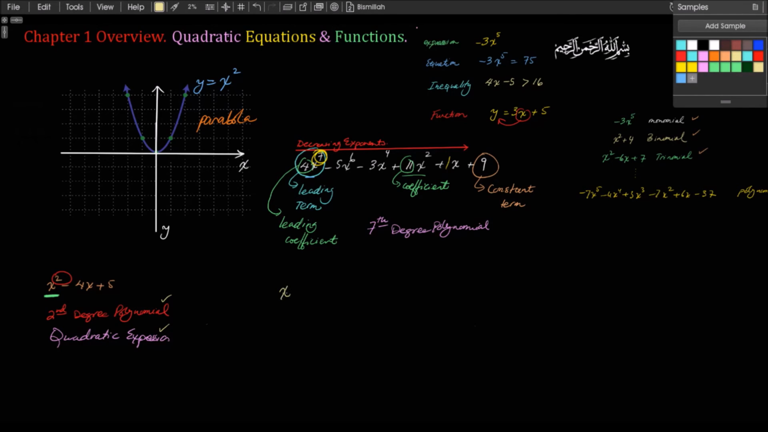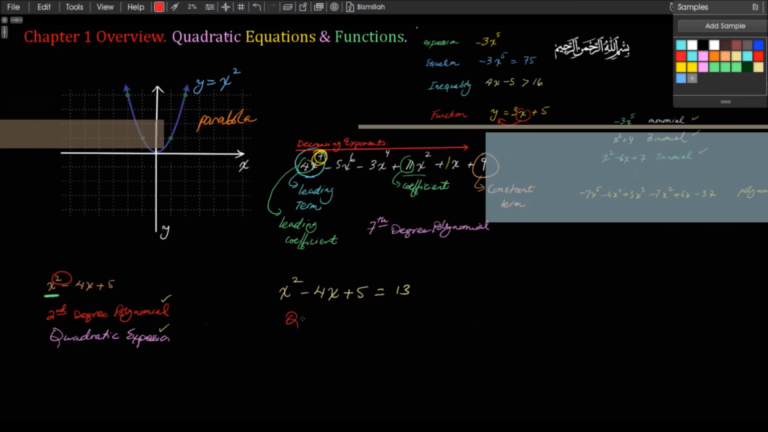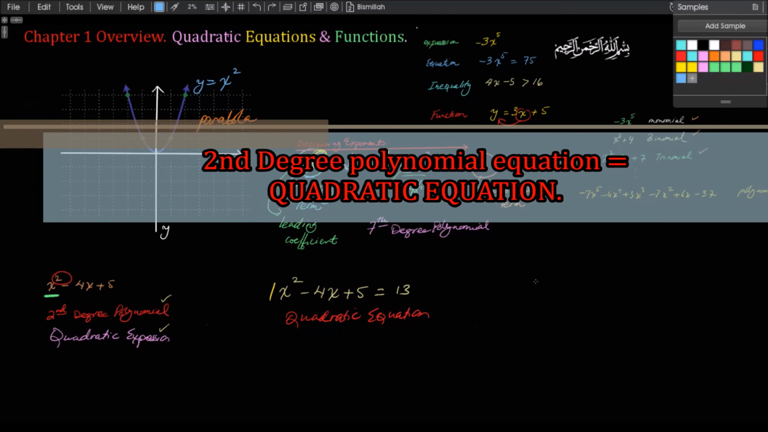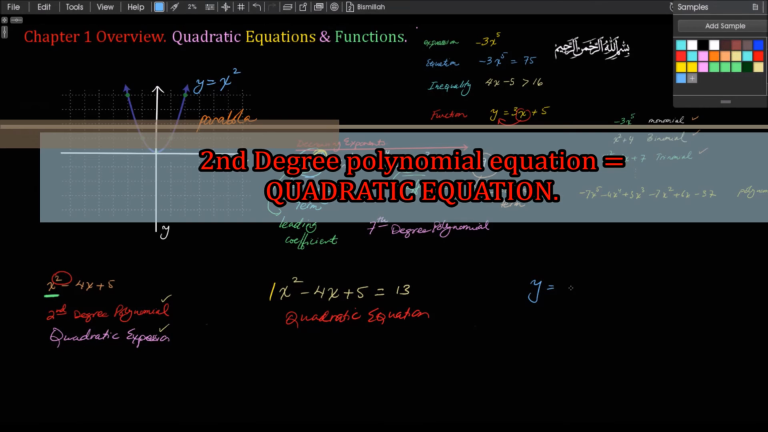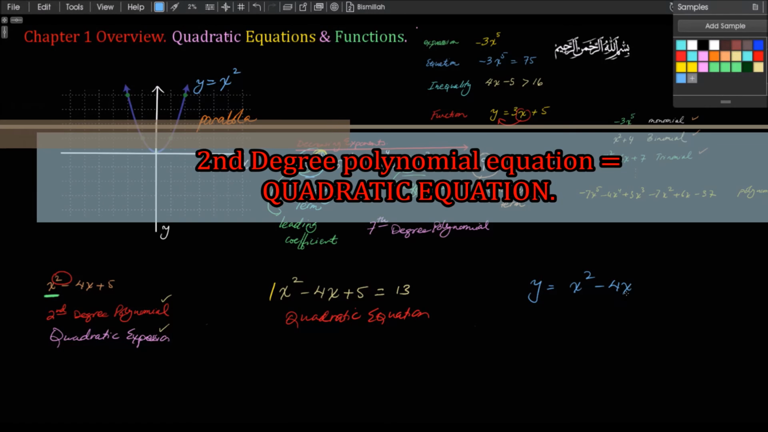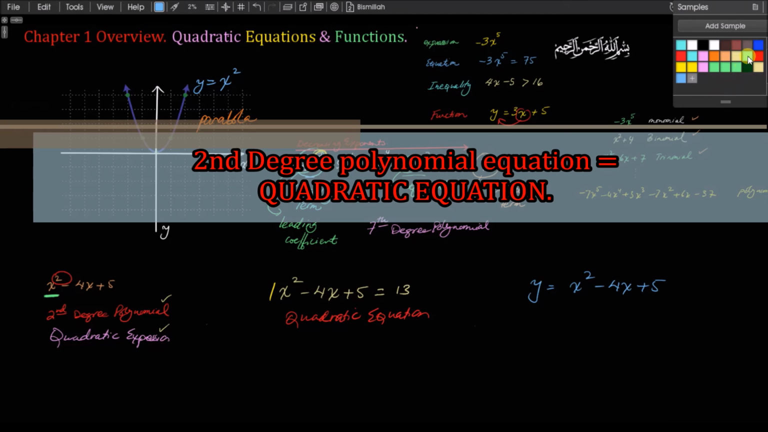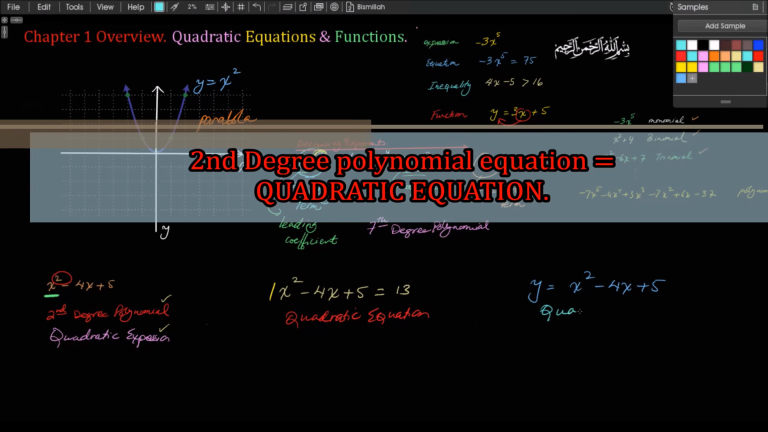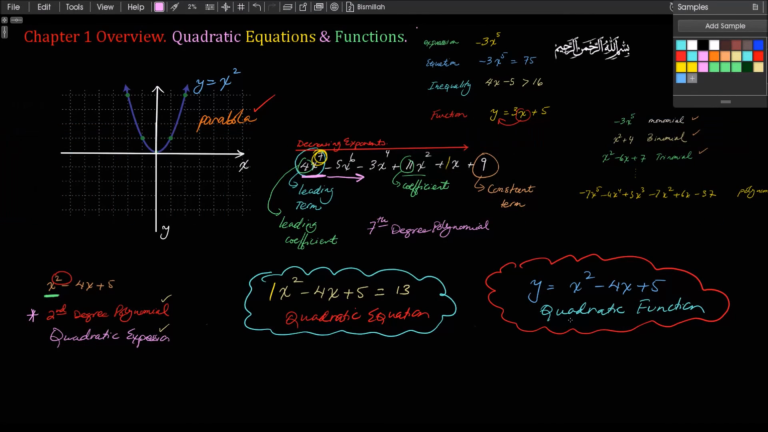If I were to write this, x squared minus 4x plus 5 equals 13, see, now this would be a quadratic equation. Now, if I were to write this, y is equal to x squared minus 4x plus 5, this here would be a quadratic function. So if somebody were to ask you what is a quadratic equation, you should be able to express a quadratic equation is simply a second-degree polynomial equation.